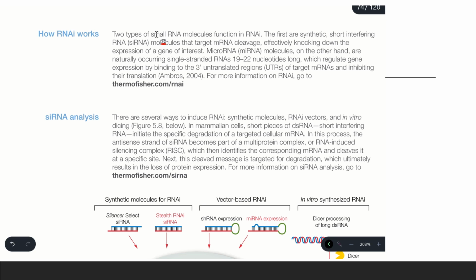Okay, so a little clarification. Here they're comparing silencing RNA, so RNAi, and then microRNA. The first are synthetic. So the silencing RNAi, those are synthetic, short interfering. You can buy them from a company or you can make them. And then microRNA are naturally occurring single-stranded RNAs.